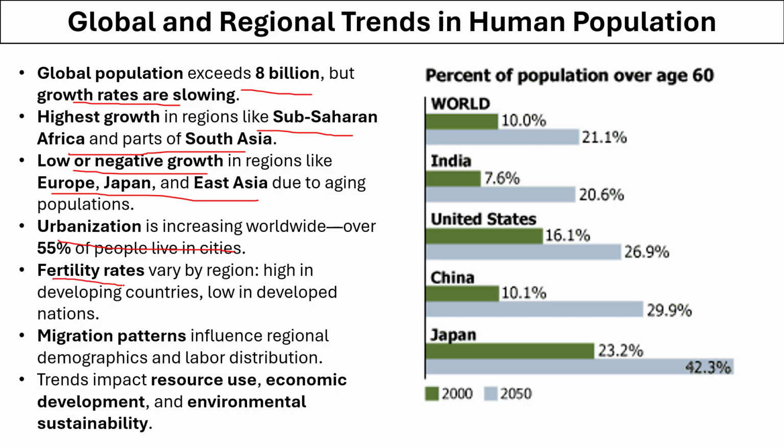The fertility rate varies from region to region. It's higher in the developing countries and lower in developed countries. And the migration patterns are also deciding which countries are seeing a surge in population. These trends end up impacting resources, economic development, and sustainability of resources in an area.